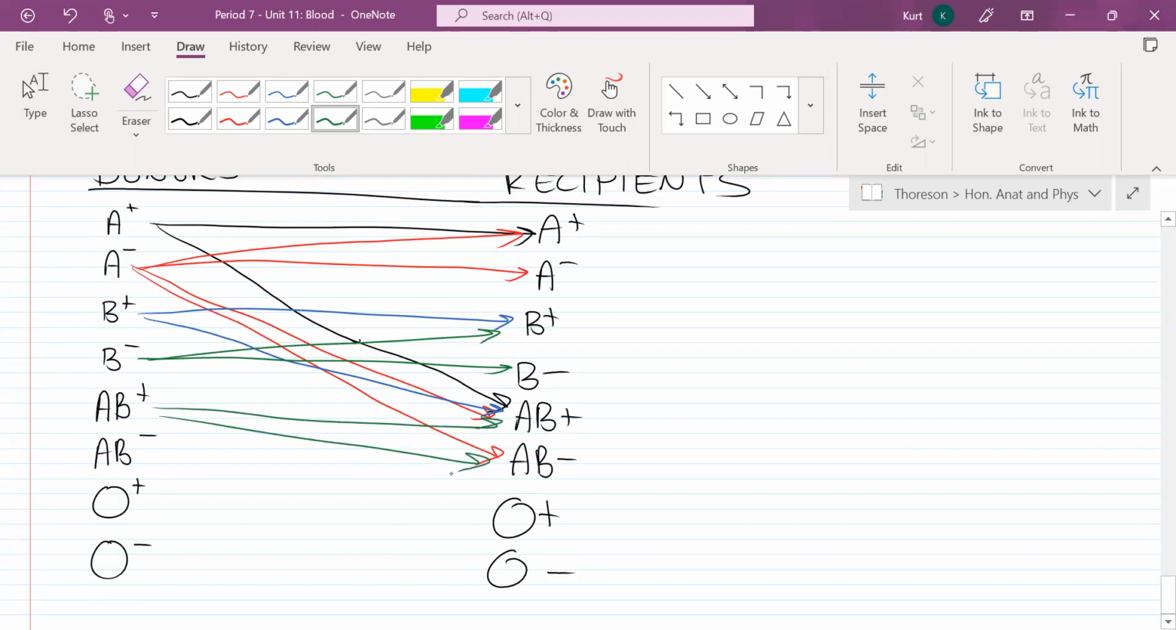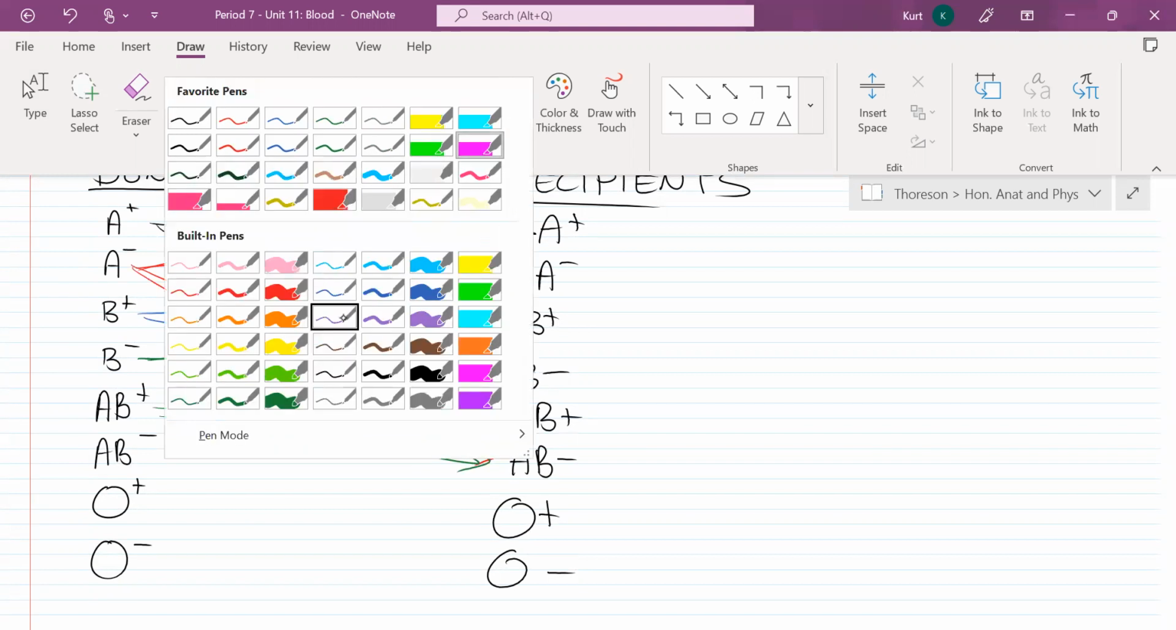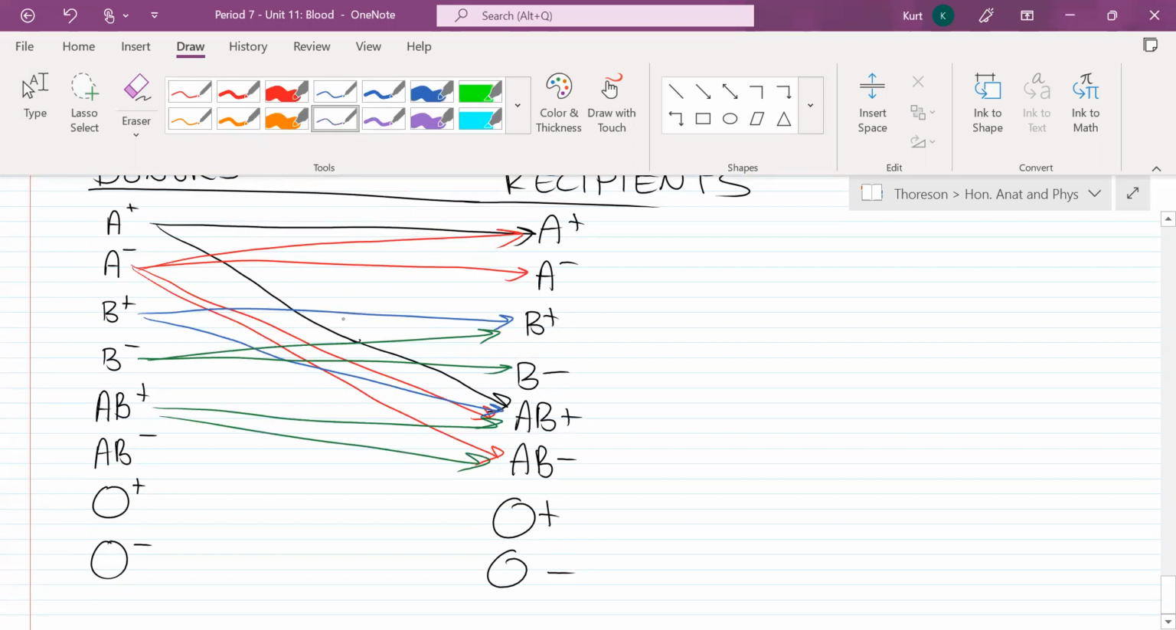Again, see, it's already starting to get clustered. So that's why we're using different colors. Let me find a different color here. Purple. All right. AB negative. Who can they donate to? Just AB positive and AB negative.